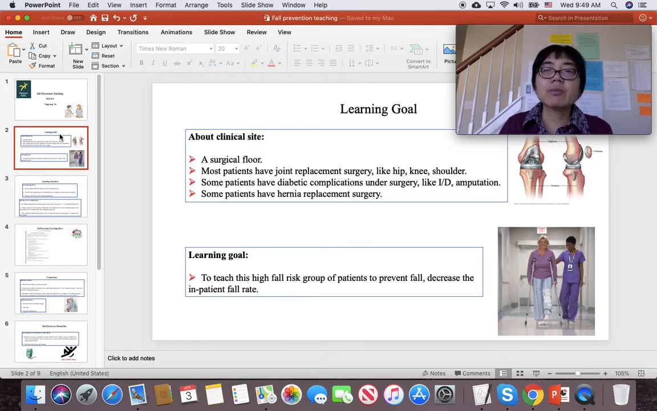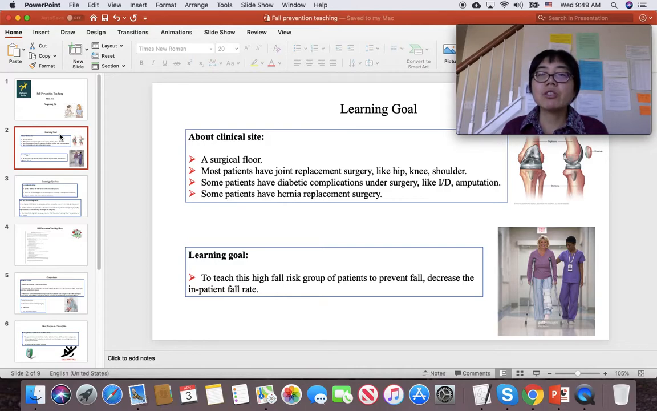Let me introduce my clinical site first. My clinical site is a surgical floor in a large hospital. Most of the patients come to this floor for joint replacement surgery. They come here for hip replacement, knee replacement, shoulder replacement. Most of them are elective surgery.